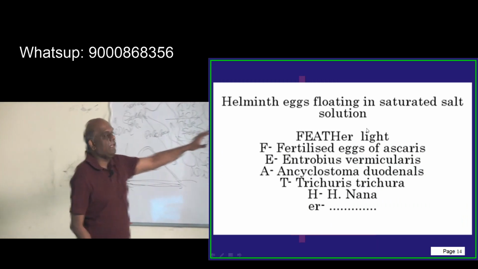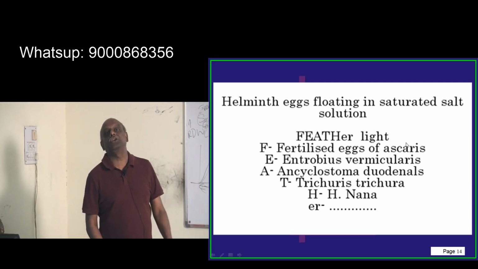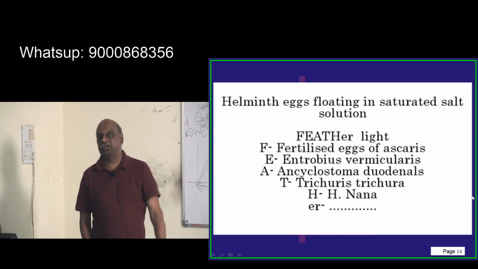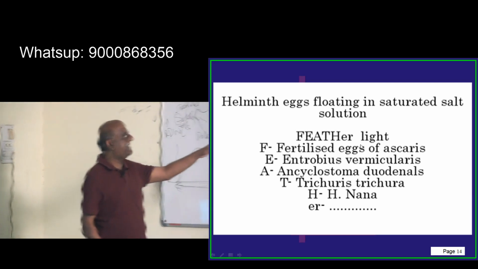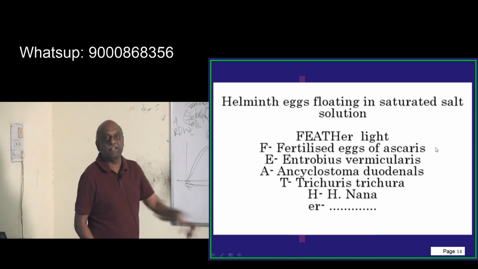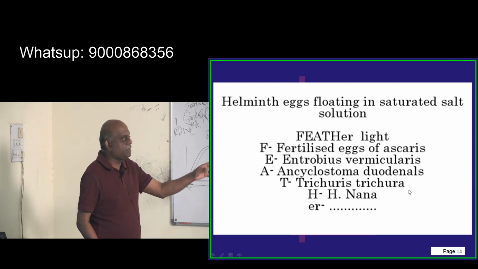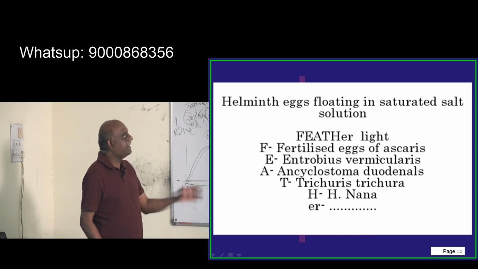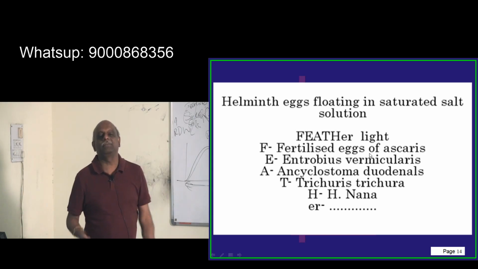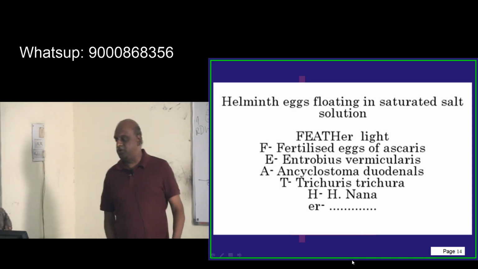So what are all those helminthic eggs that float in saturated salt solution is a favorite question of the examiner. You can remember it as feather light. F is fertilized eggs of Ascaris. E is Enterobius vermicularis. A is Ancylostoma duodenale. T is Trichuris trichiura. And H is Hymenolepis nana. They are the feather light, so they will float. Some stupid way of remembering, but it should be remembered. What eggs float in saturated salt solution?